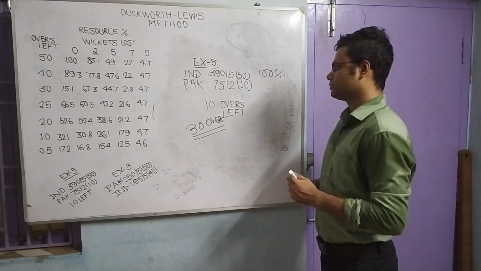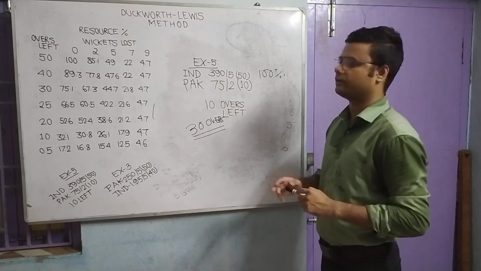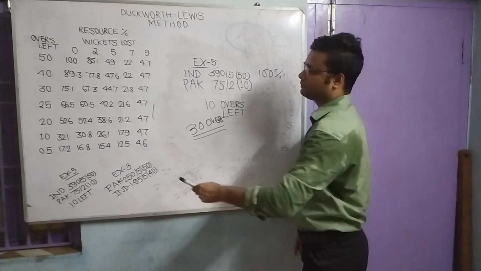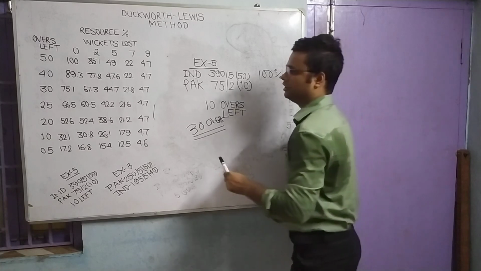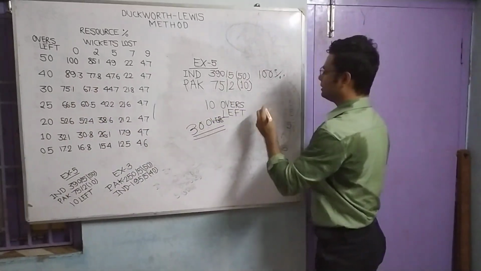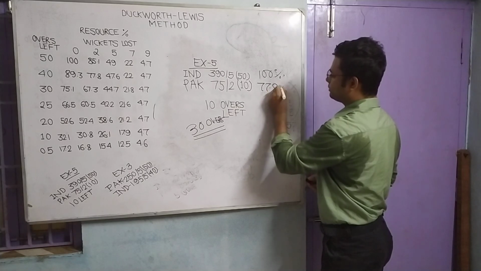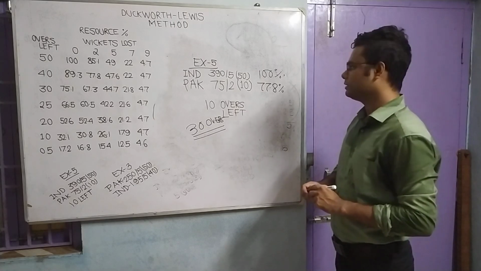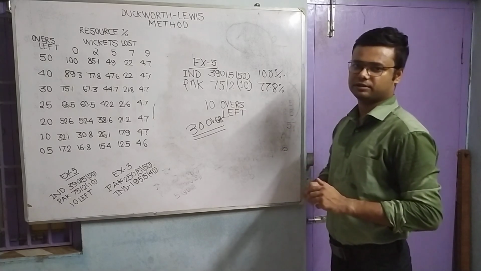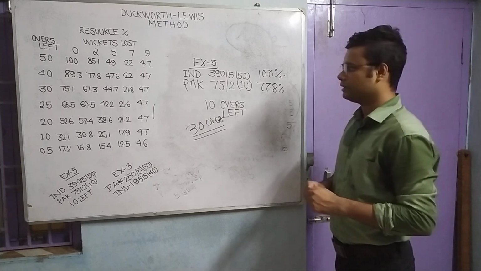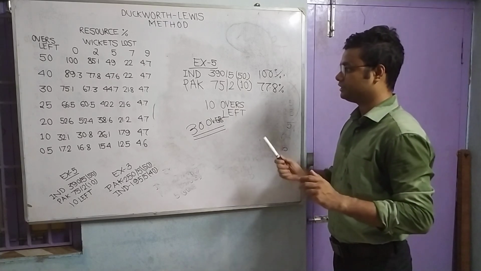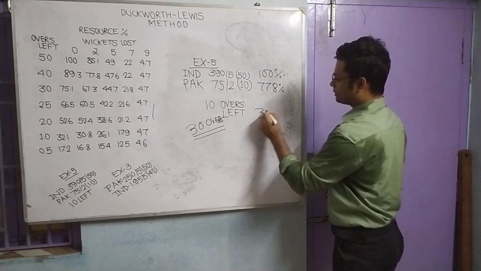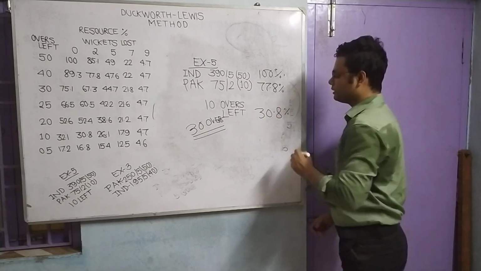Revised DL target. So when Pakistan, after the completion of 10 overs, were at 75 for 2, they had 40 overs left, because 50 minus 10 is equal to 40. With 40 overs left and 2 wickets lost, they had 77.8% of resource left. But when the rain disappeared, they had only 10 overs left, so with 10 overs left and 2 wickets lost, they had 30.8% resource left.